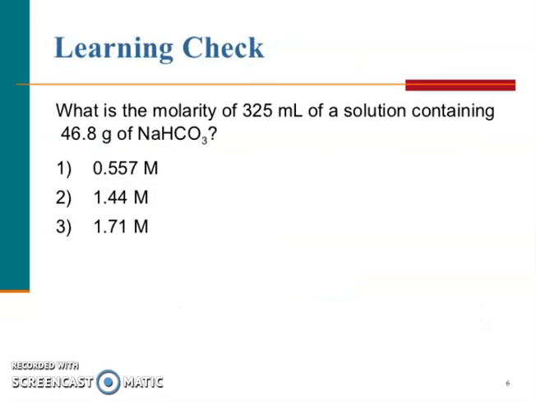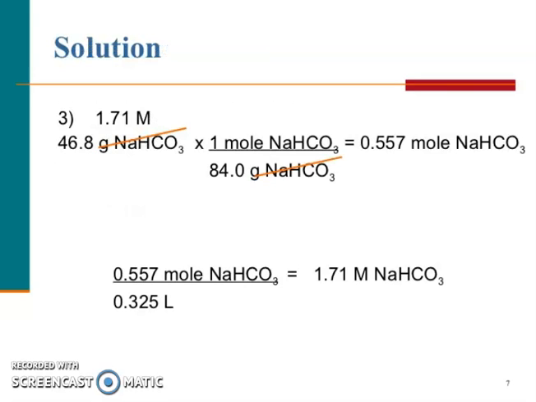Learning check. What is the molarity of 325 milliliters of solution containing 46.8 grams of sodium bicarbonate? So this is the solution. 46.8 grams sodium bicarbonate multiplied by 1 mole sodium bicarbonate divided by 84.0 grams sodium bicarbonate is equal to 0.557 moles sodium bicarbonate. So 0.557 moles divided by 0.325 liter gives 1.71 molar sodium bicarbonate.